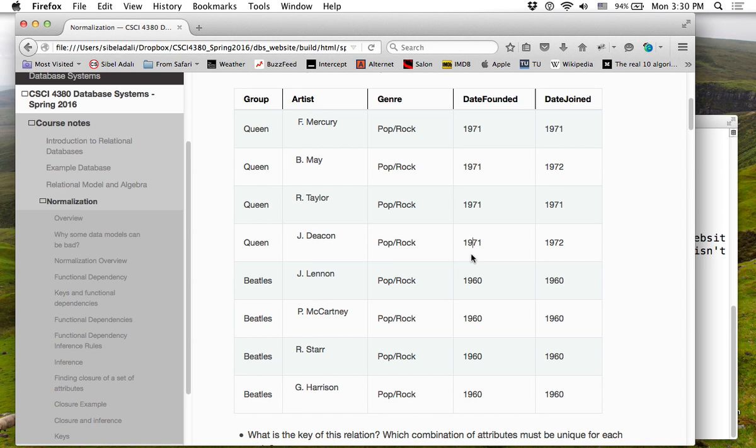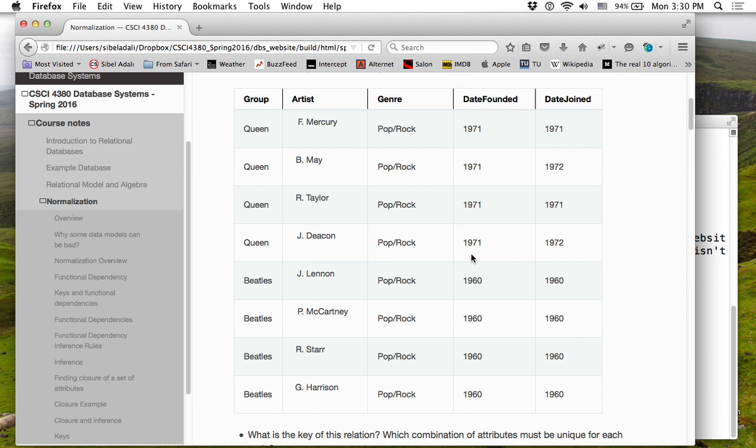So, given an artist plus the music group, there is a date that they joined it, and there's a date they may or may not have left it. How about date founded? Is that about the group or the artist? Group. What if I have date of birth? That will be about? All right, so this is what we are going to write.